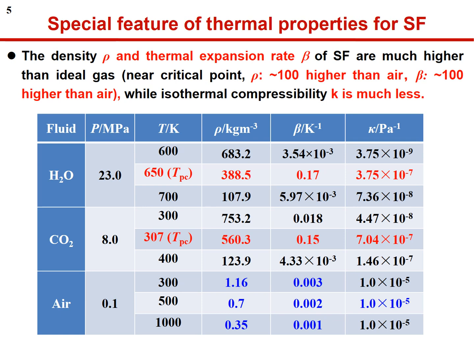The thermophysical properties of supercritical fluid are much different from ideal gas. The table gives the density, thermal expansion rate, and isothermal compressibility of water, CO2, and air. The density and thermal expansion rate of supercritical water and supercritical CO2 are about 100 times higher than air, while their isothermal compressibility is much less.